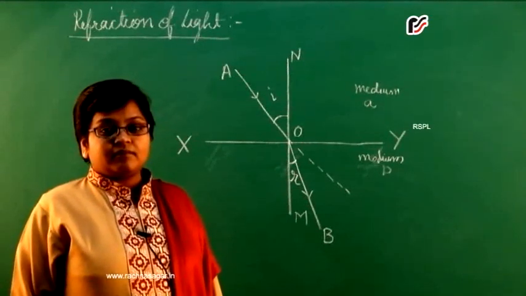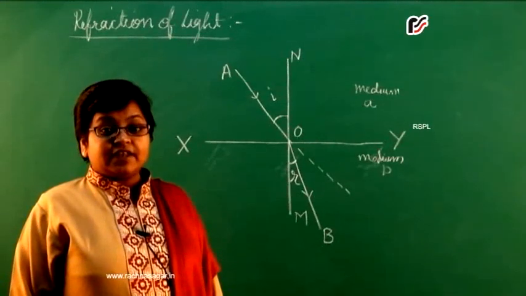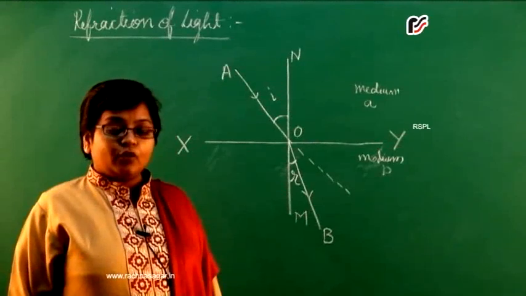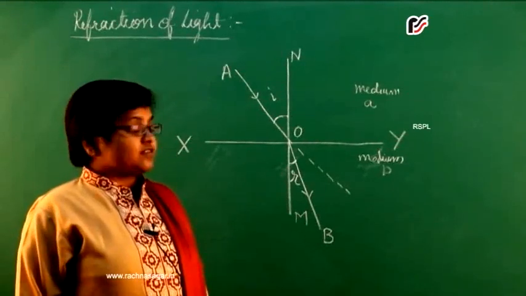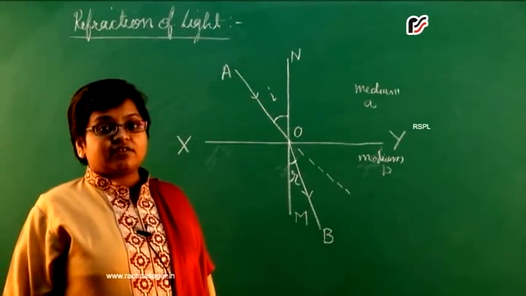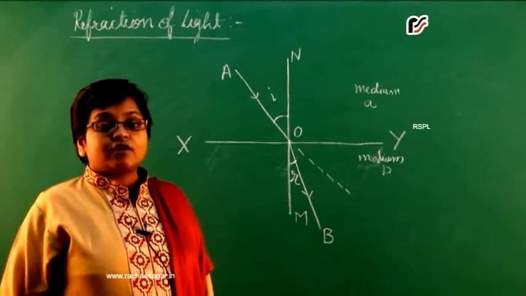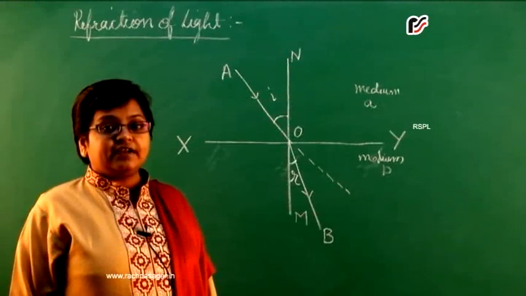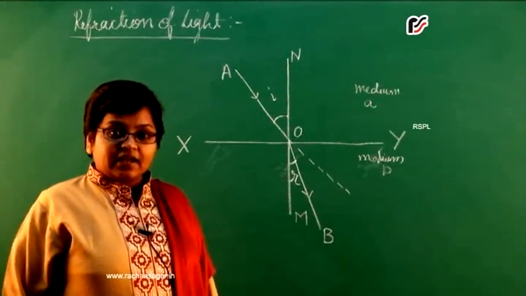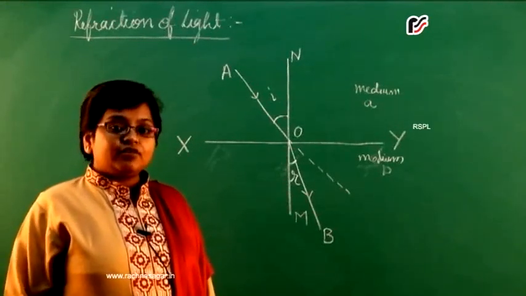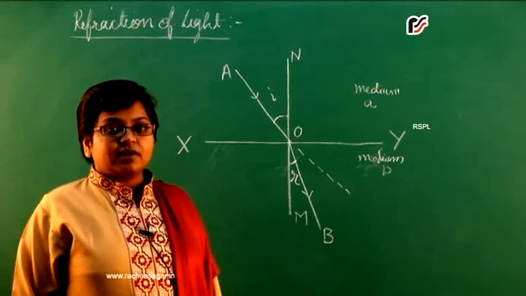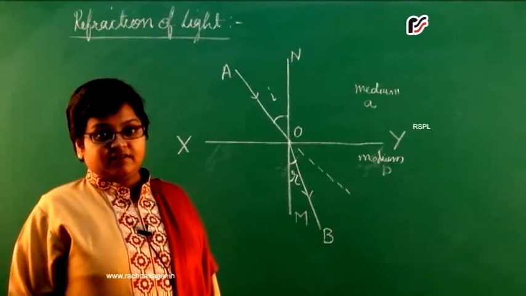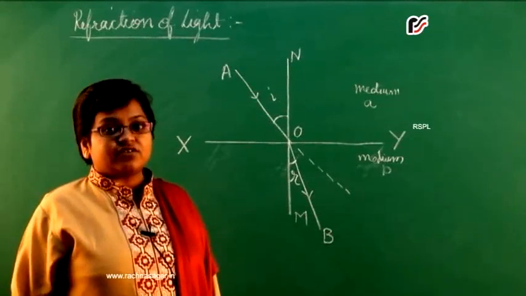Ma'am, in this case, are angle I and angle R both equal? Never. If angle I and angle R are equal, that means there is no change in the path of the rays of light, or we can say that there is no change in the speed of light in both of the mediums. Angle I and angle R are never equal. It may be possible that angle I is greater than R or angle I is less than R.